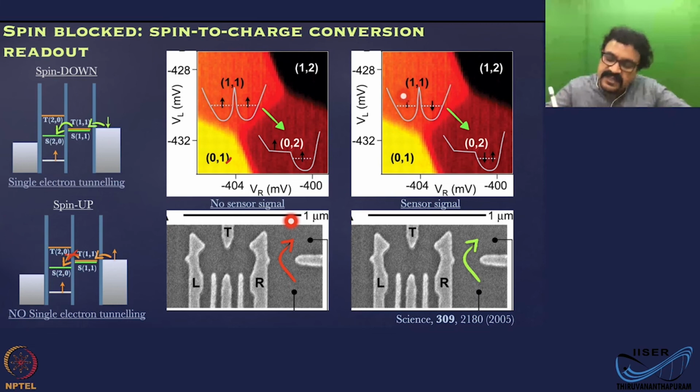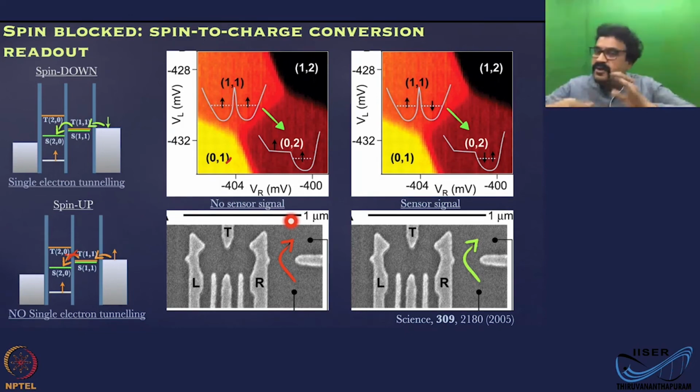Now consider a singlet state, up and down. When you make the same gate voltage pulse on VL and VR, because it's a singlet state, this easily can go to this state. So you will see it will go to a 0-2 state. In the triplet case, it won't go to a 0-2 state because of the spin blockade. Here it will go to a 0-2 state, and in that case, the sensor will register a signal. It will tell you, okay, it's a 0-2 state. So what you are doing here is reading the 0 and 1 state of a singlet triplet qubit just by using this sequence.